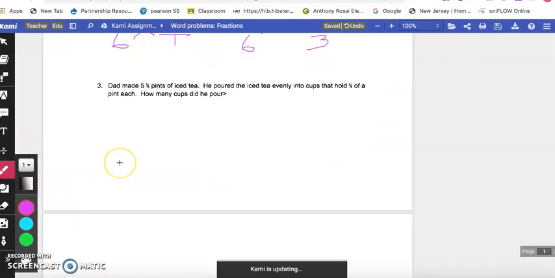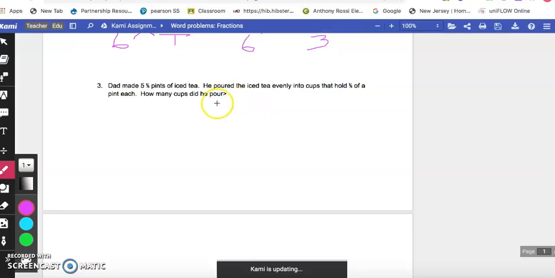Okay, now let's try something a little bit different. Dad made 5 5/6 pints of iced tea. He poured the iced tea evenly into cups that hold 5/6 of a pint each. How many cups did he pour?